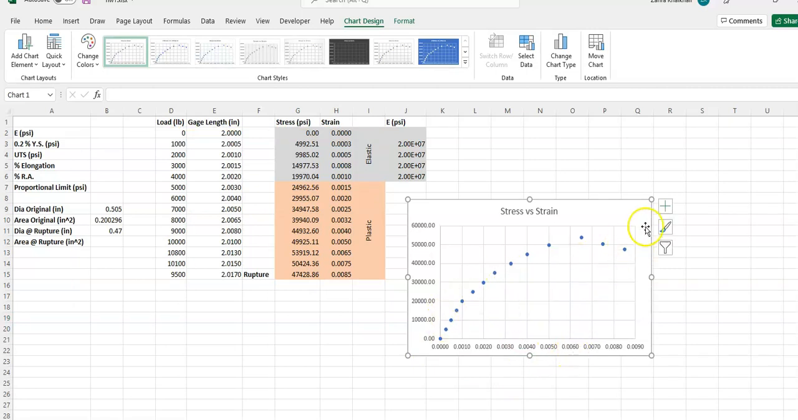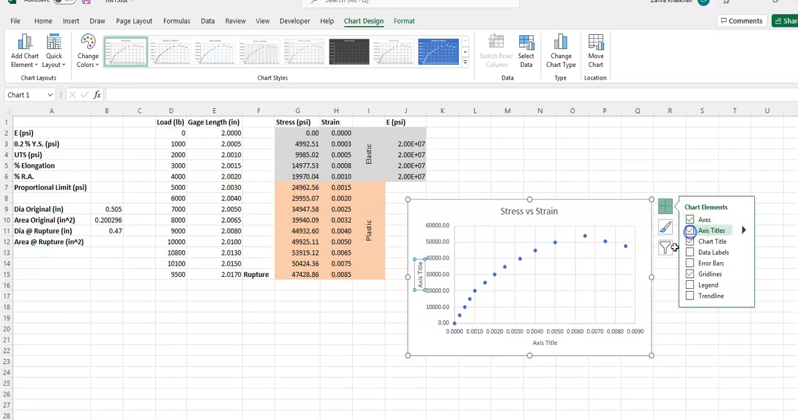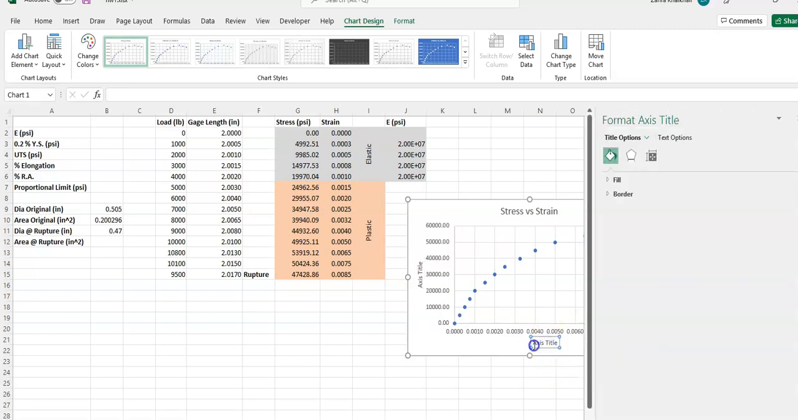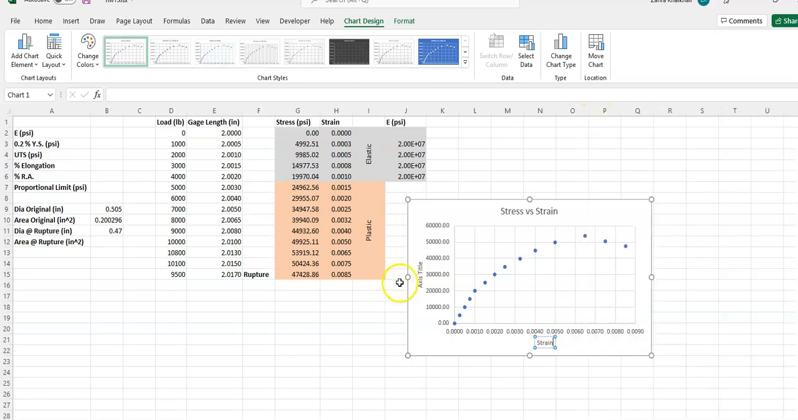So now let's add the axis title. This is strain. And y-axis is stress in PSI.